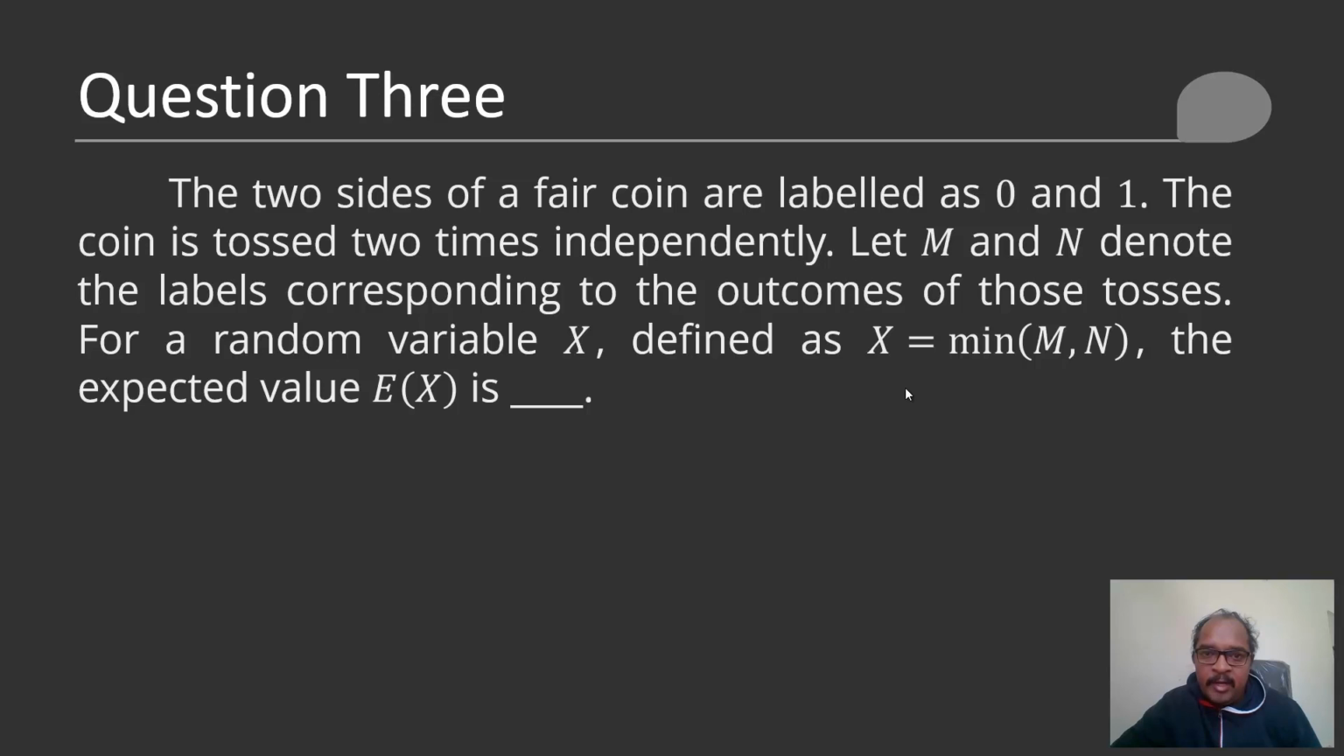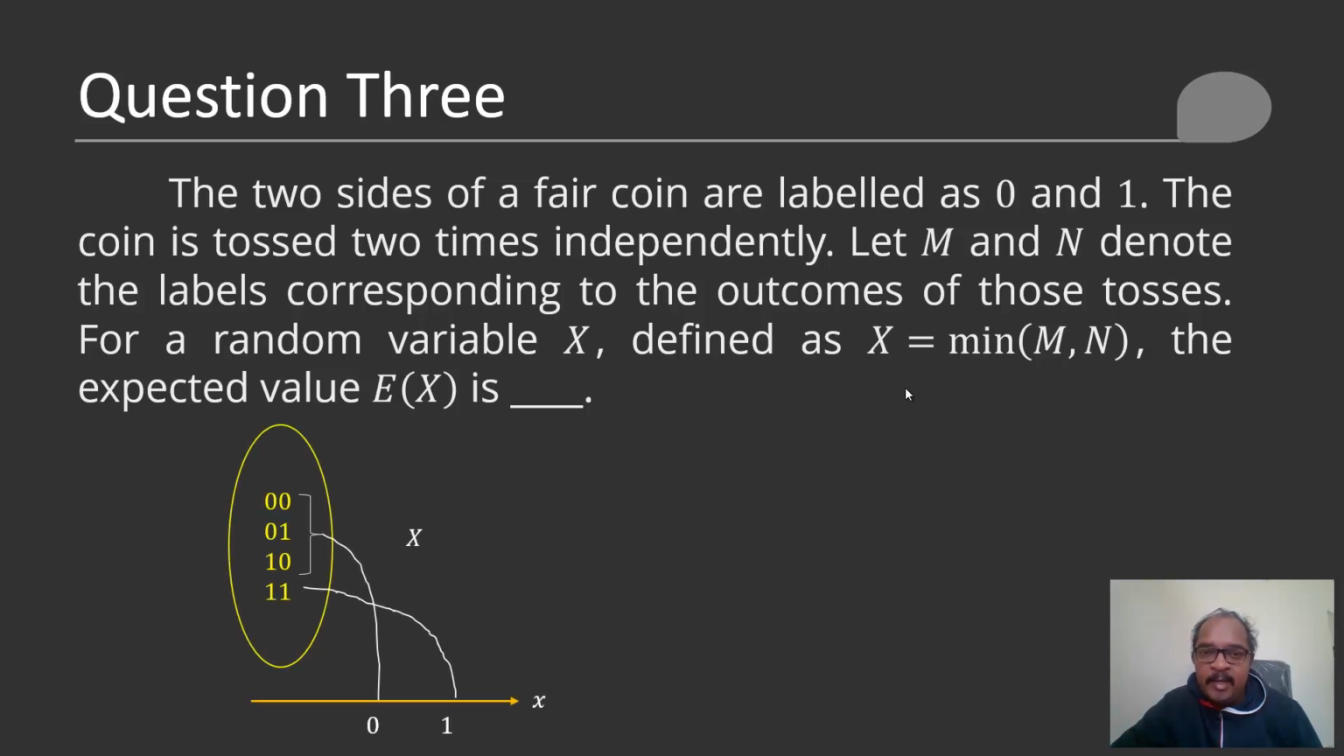This coin is tossed two times, and we denote the values m and n to be the labels corresponding to these outcomes. We define a random variable X to be the minimum of these two terms m and n. We are asked to evaluate the mean of this random variable X. So let us see the mapping diagram.